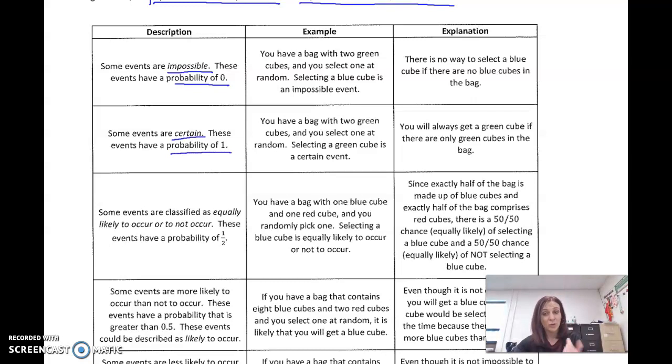Some events, though, are certain, and they have a probability of 1. So you have a bag with 2 green cubes in it, just like before. But this time, you want to select a green one. That's all that's in there. You're going to grab a green cube out. You will always get a green cube if there are only green cubes in the bag. So that's certain, probability of 1, or 100% chance that it's going to happen. Those are the extremes, and then everything else falls in the middle.